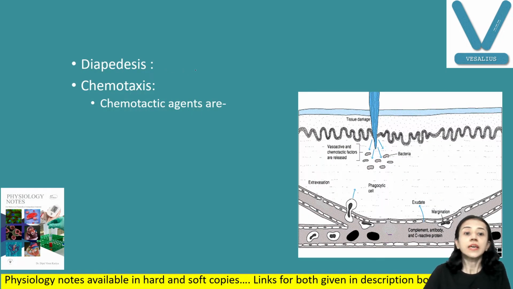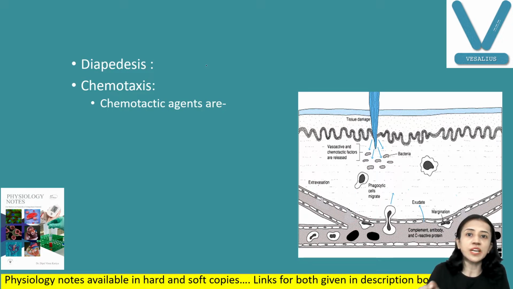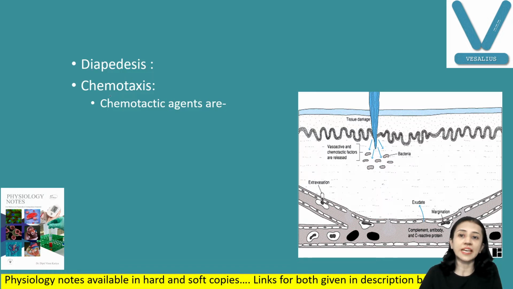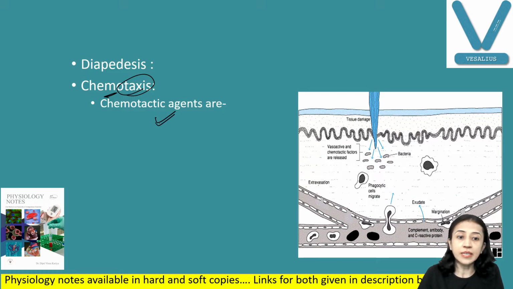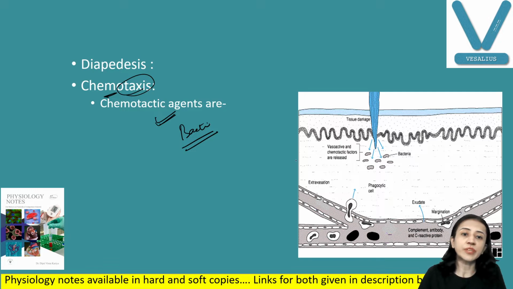Diapedesis, that is emigration of the neutrophil from blood. They pass through the space between endothelial cells, and they come out of the blood vessel. Okay, the next is chemotaxis. Chemo means chemical, taxis means attraction. So chemical attraction of WBCs, that is chemotaxis, is mainly by chemotactic agents. These chemotactic agents are released by the bacteria, viruses, or other inflammatory agents at the site of the inflammation.